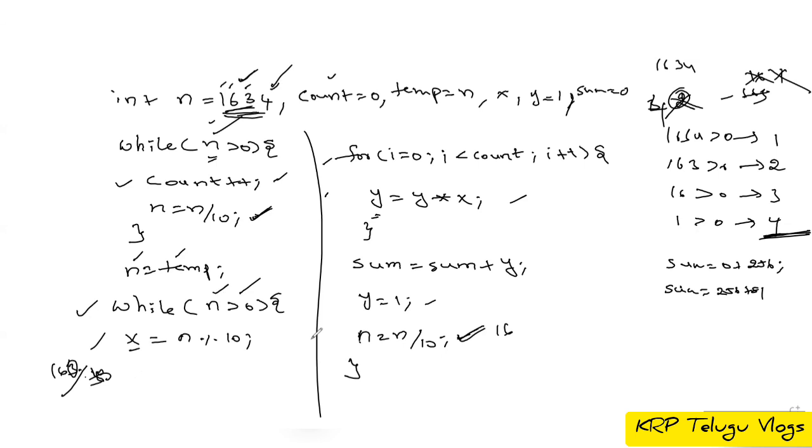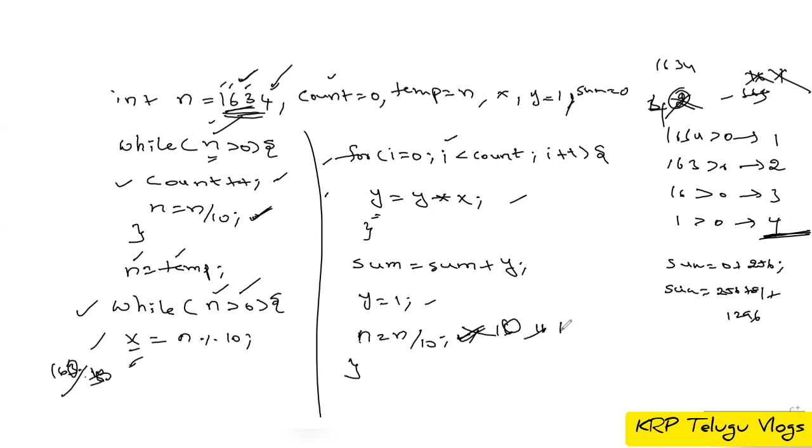6. You are extracting 6 now. So x is 6, and you are doing 6 power 4 here. 6 power 4 is how much? 1296. So sum is equal to sum plus y. You are adding that, and y is again reset to 1. So n is equal to n divided by 10. What is the n value? The n value is 1.